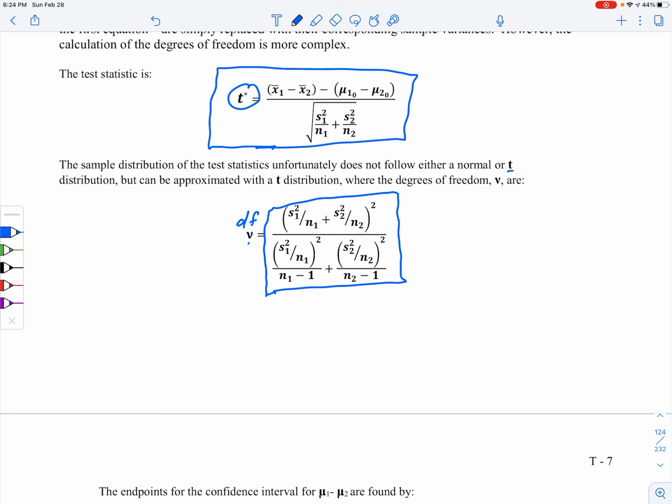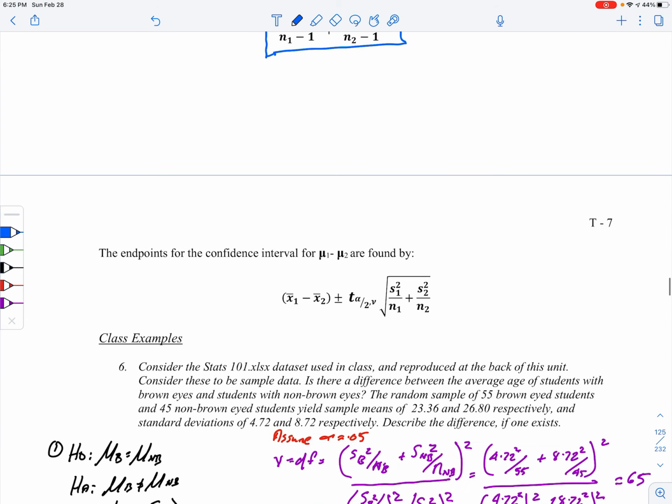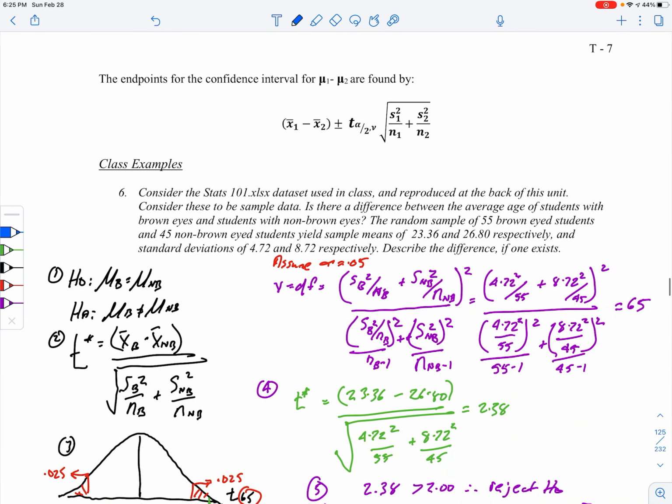So it actually doesn't follow a t-distribution or a z-distribution, but we can approximate it with a t-distribution by figuring out the degrees of freedom this way. So it's really goofy. So let me give you an example down here. Oh, sorry, down here. This is your confidence interval where this is just your degrees of freedom, that nu.